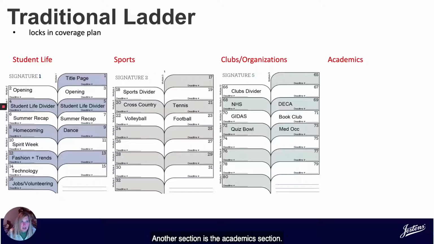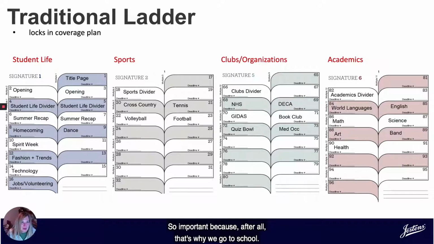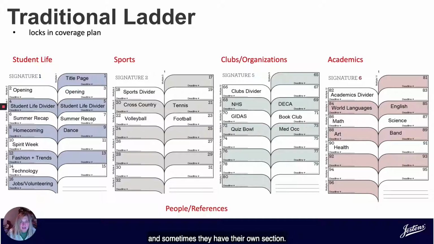Another section is the academic section, so important because after all, that's why we go to school. So it's indicated by the academics divider, and sometimes this section is organized based on the departments that you have at your school. And then don't forget your people and your references. Sometimes these are grouped together into one section and sometimes they have their own section.